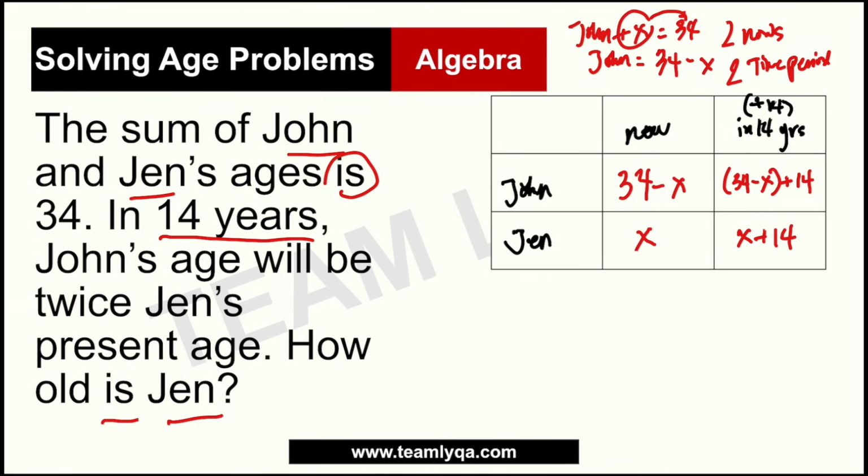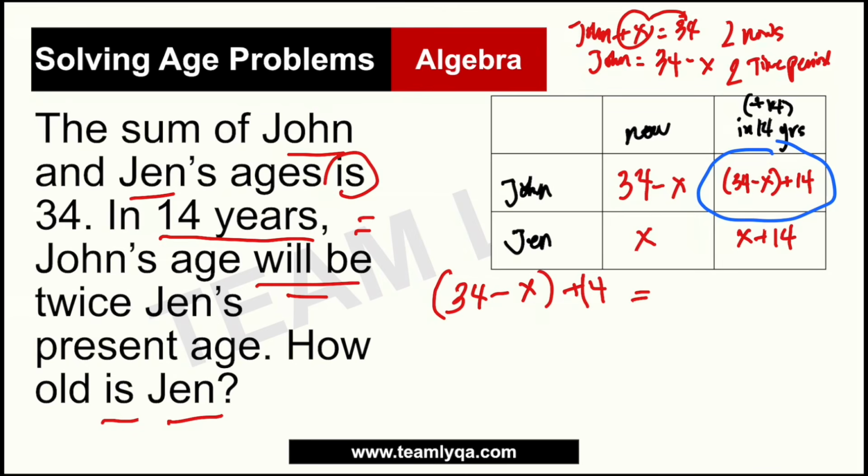At dahil meron na ako niyan, I can look for the equation now. Na-drawing na natin yung first part. Doon tayo sa second sentence. Ang sabi, in 14 years, John's age. So, ano yon? John's age in 14 years is this. Kokopyahin lang natin. We have 34, quantity yan, minus X, plus 14. Okay. Will be, which means equals then. So, equals twice Jen's present age. Twice is 2 times, and then Jen's present age is X. So, 2X. And then, hahanapin natin yung sagot. So, we will solve for X. Yun lang yung gagawin natin.